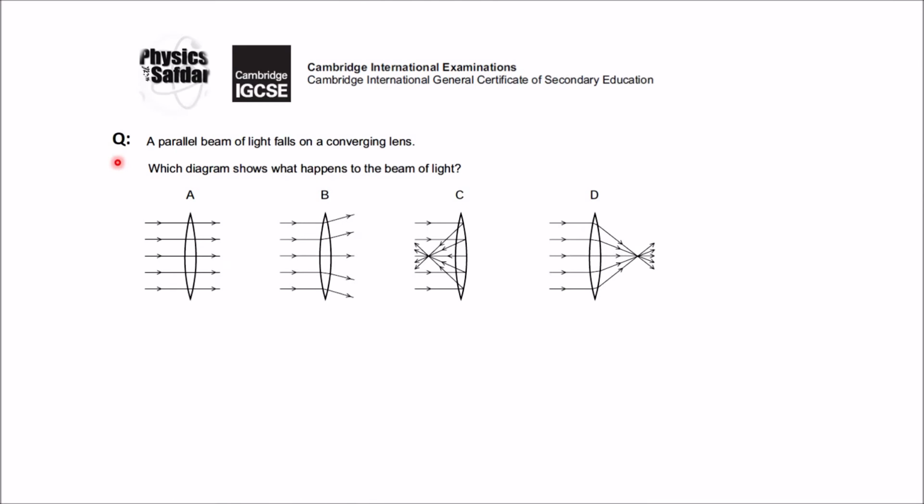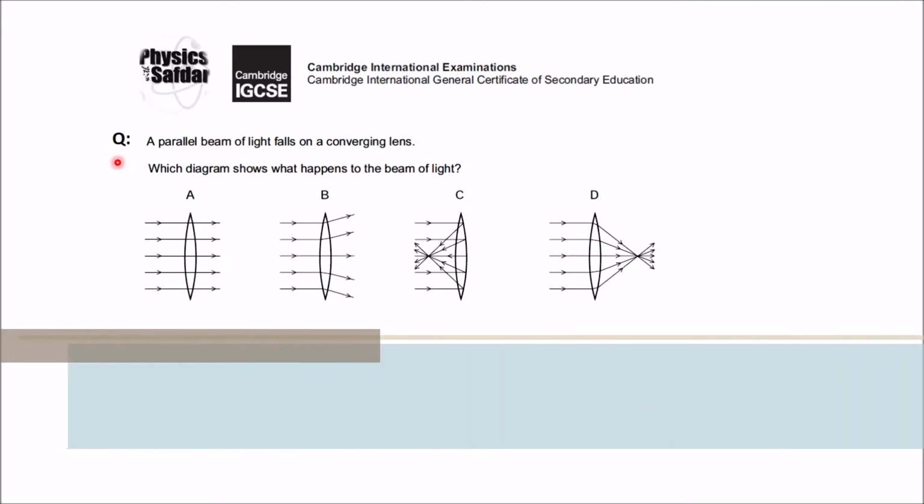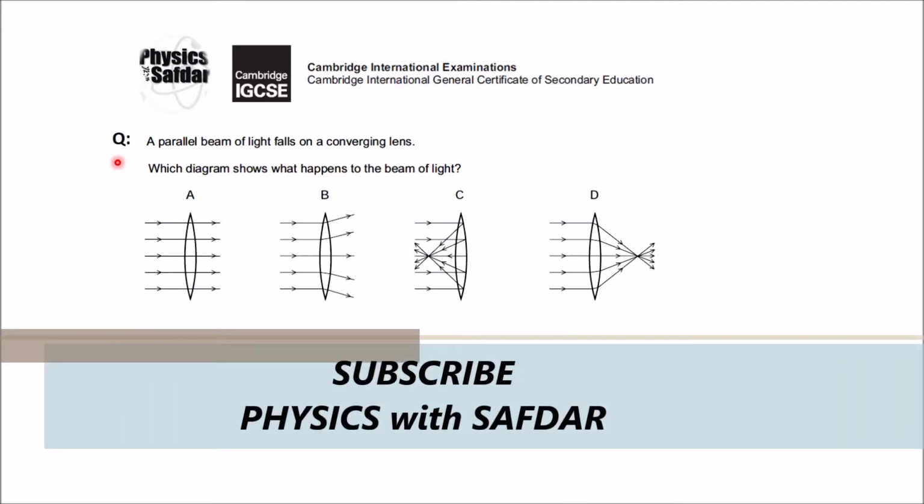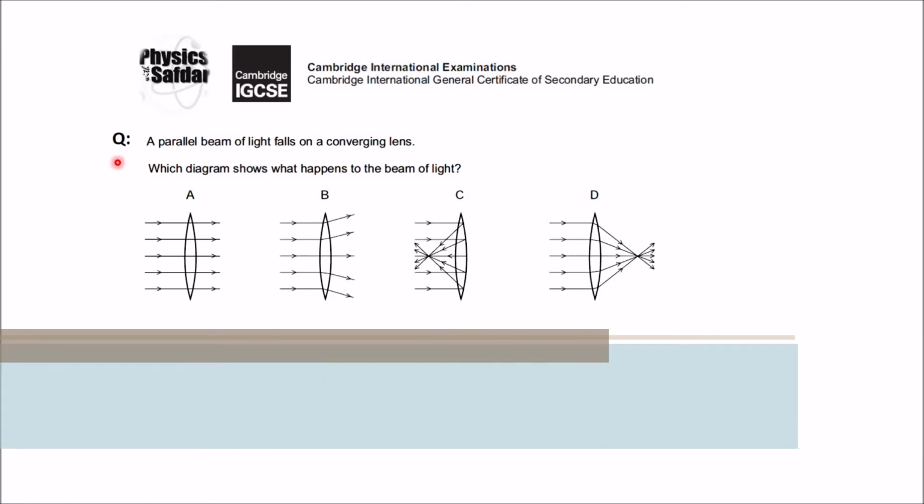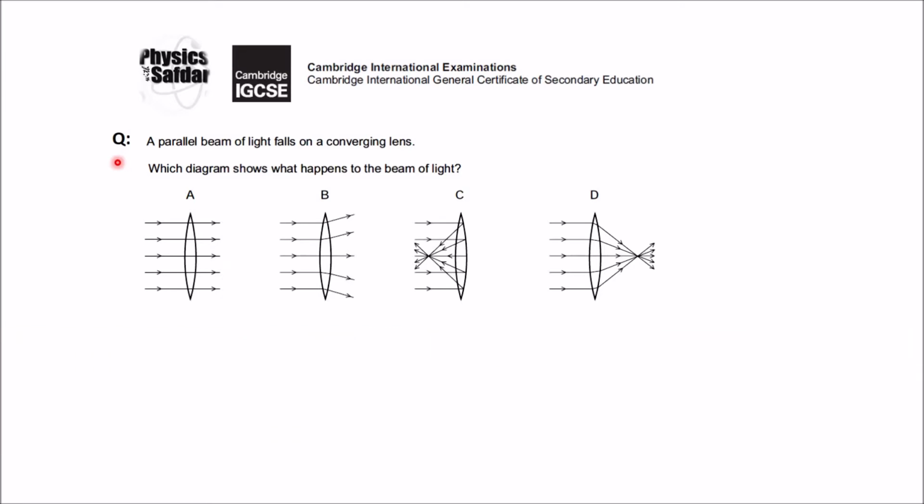Now you are watching the IGCSE Physics Past Paper Solution series. In this series we solve questions from paper 2, 4 and 6. Today we are going to solve questions from paper 2 on the topic thin lenses. So let's start the lesson of the day.